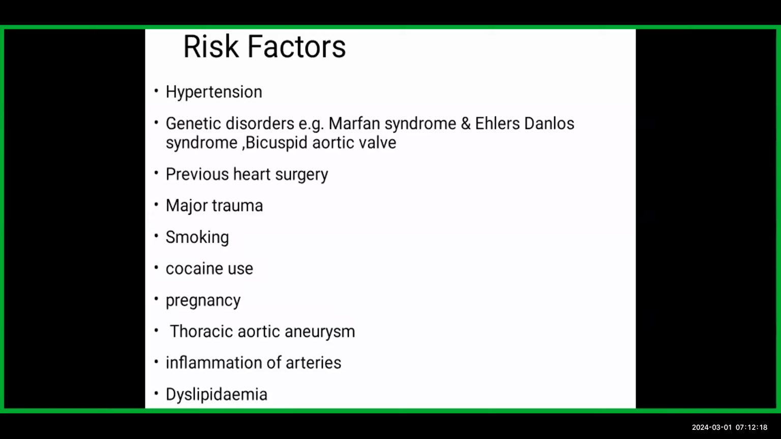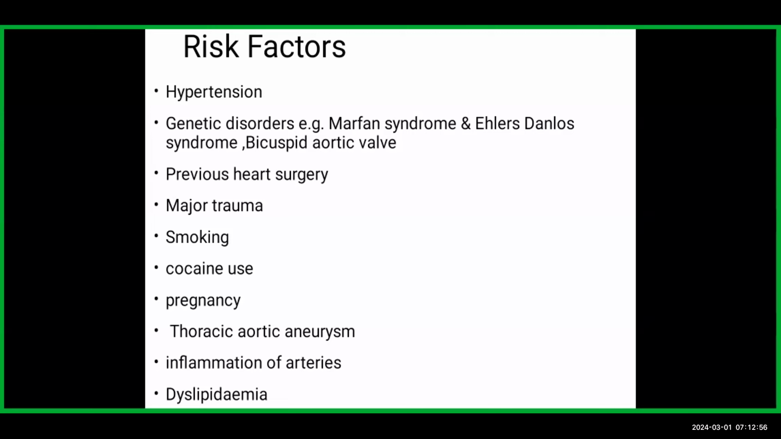It's even worse when the patient has not been taking his or her medications. Some genetic disorders, like Marfan syndrome and Ehlers-Danlos syndrome, have also been implicated as possible risk factors. Even smoking and major trauma, especially major trauma to the chest, can predispose to dissection. Pregnancy, cocaine use, and certain inflammation of the arteries are also possible risk factors for aortic dissection.